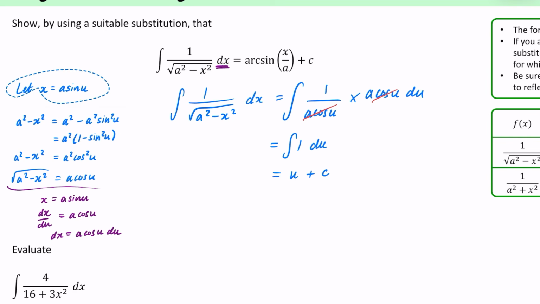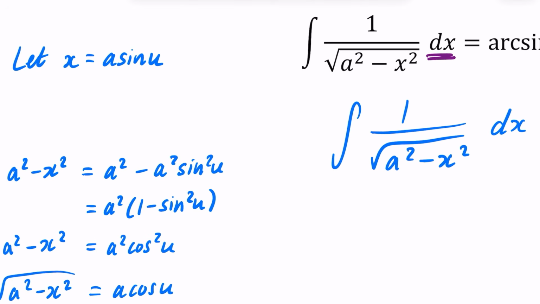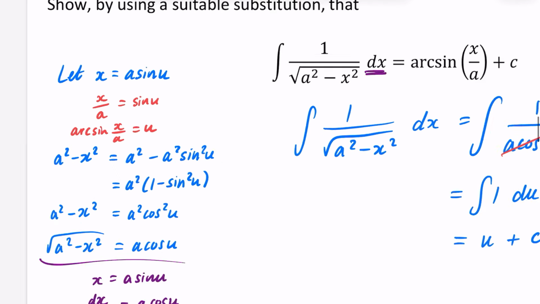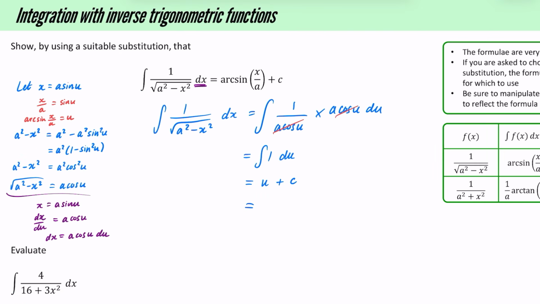And in fact, I can probably do that over here. If I give myself a little bit of extra space, I can say what u is equal to. Maybe I'll do that in this red colour. If x divided by a is equal to sine u, then arcsine of x over a is equal to u. So I'll say u is equal to arcsine x over a plus c. Now they had the brackets around it. I don't know if it's necessary for this, so we can leave it in the form that we've got, and we have shown that it is equal to the thing that you've got.